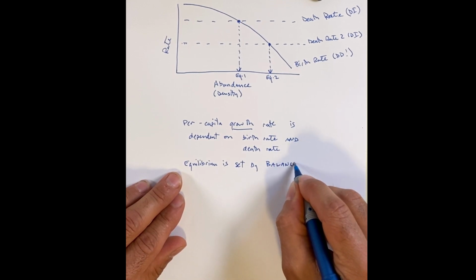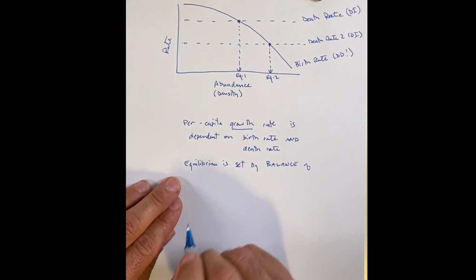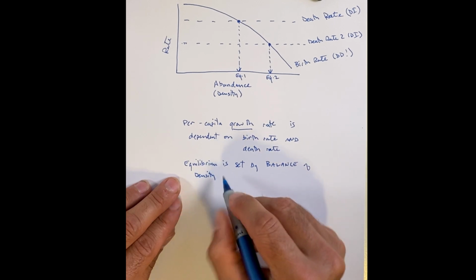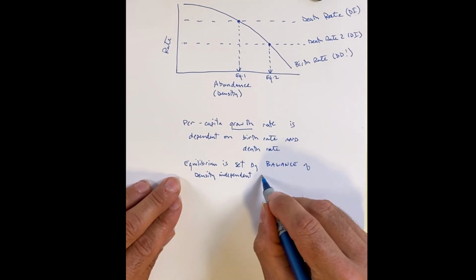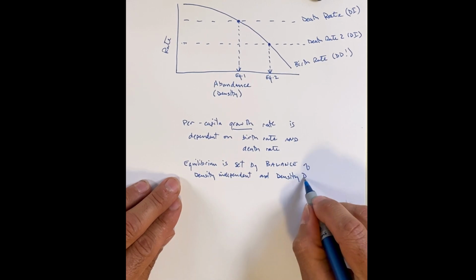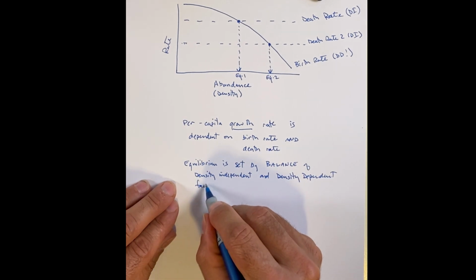So the equilibrium point is actually set by the balance of both density dependent and density independent factors in this case. And the important thing to notice here is that for something to be density dependent, some rate needs to be changing as a function of density. In this case, as I've drawn it, I've chosen birth rates to be density dependent. I could have drawn death rates to be density dependent.